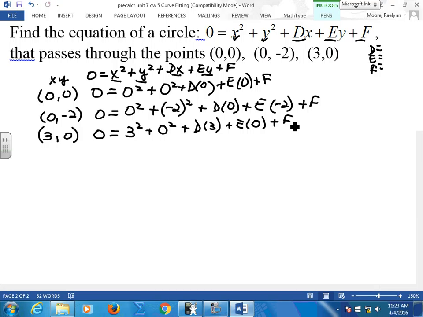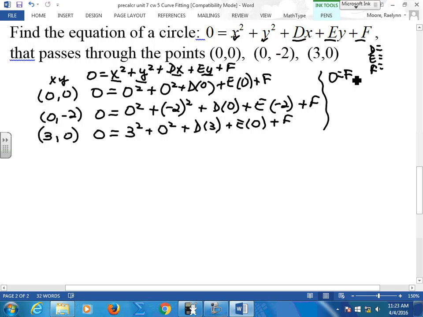Once we simplify these, they look a whole lot nicer. Sure do. So, first time through, this says 0 is equal to what? What happens to all those zeros? They go away, right? 0, 0, 0, 0, 0. 0 is equal to F.